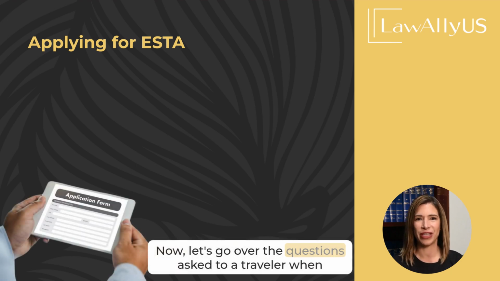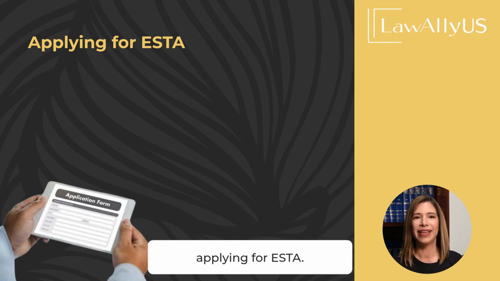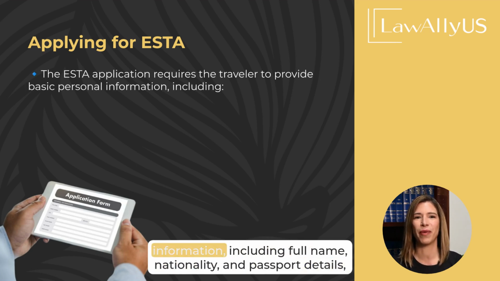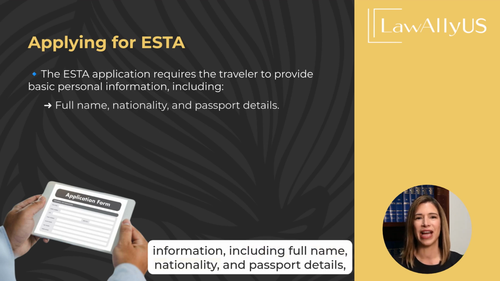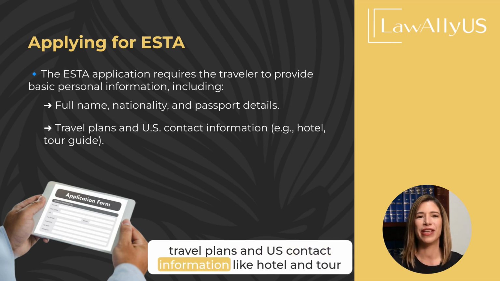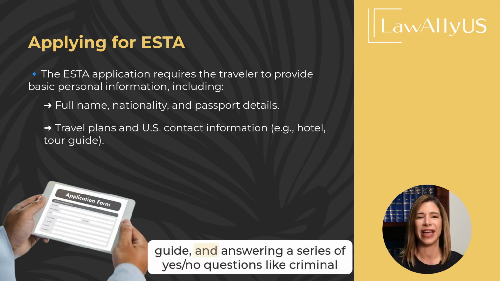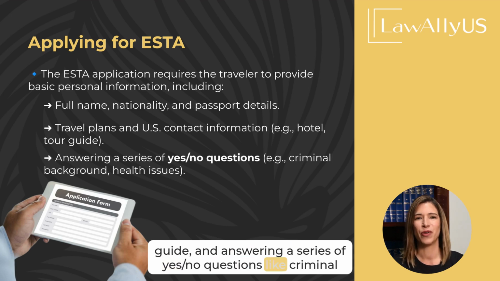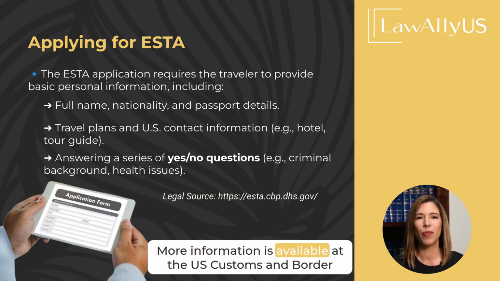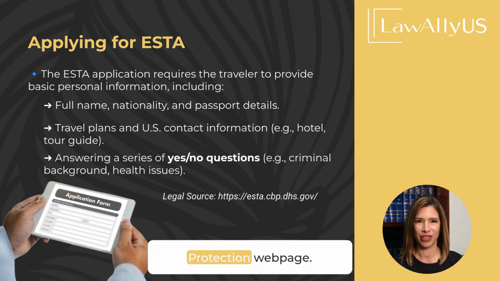Now let's go over the questions asked to a traveler when applying for ESTA. The application requires the traveler to provide basic personal information, including full name, nationality, and passport details, travel plans, and U.S. contact information like hotel and tour guide, and answering a series of yes/no questions like criminal background, health issues, etc. More information is available at the U.S. Customs and Border Protection webpage.